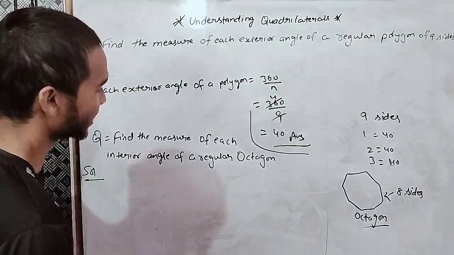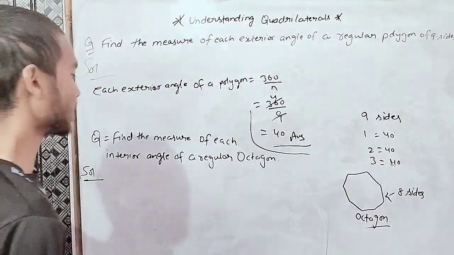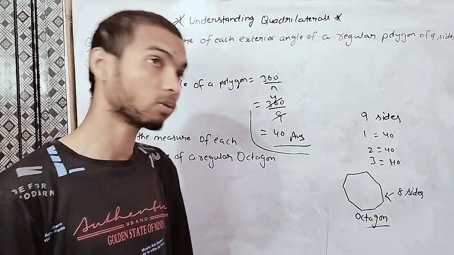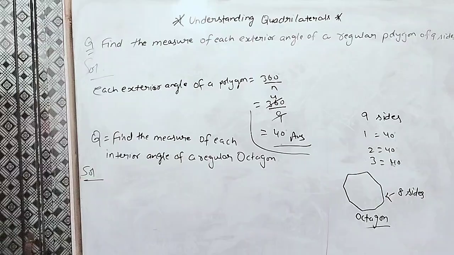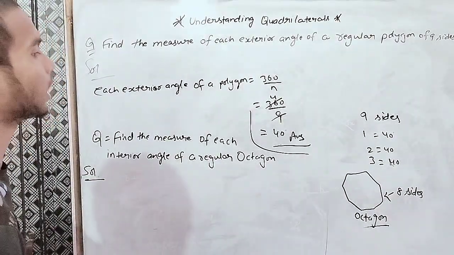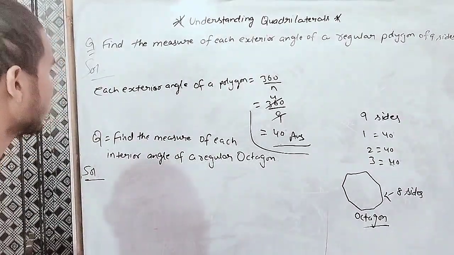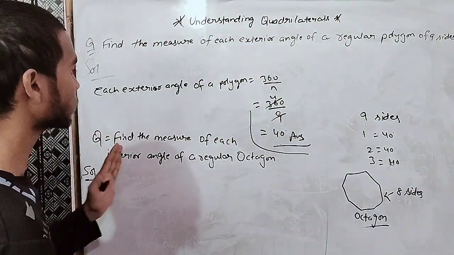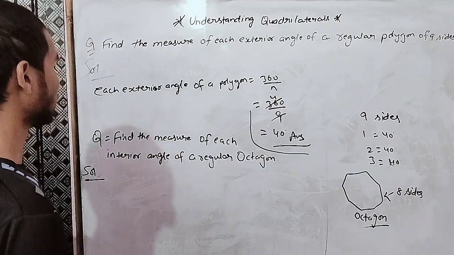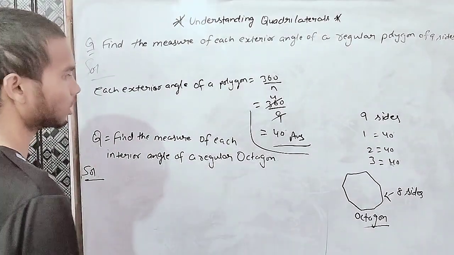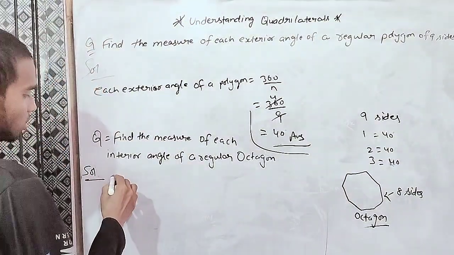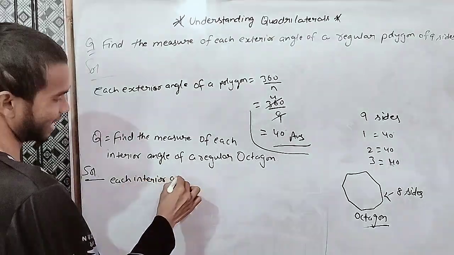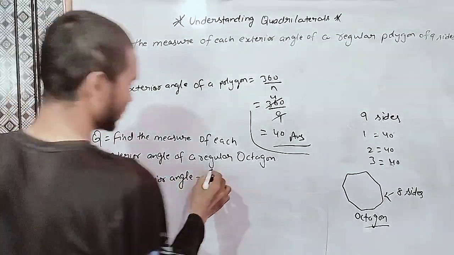Interior angle of a regular polygon. And this polygon is regular. Regular means all sides will be equal, and the degree of each angle of a regular polygon will also be equal. So now the question is to find the measure of each interior angle. To find each interior angle, what will we do?